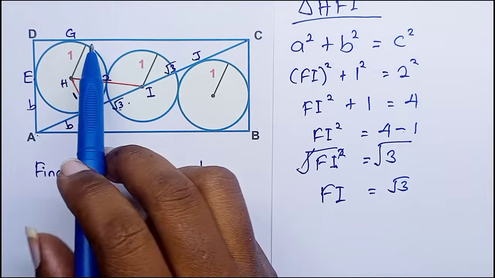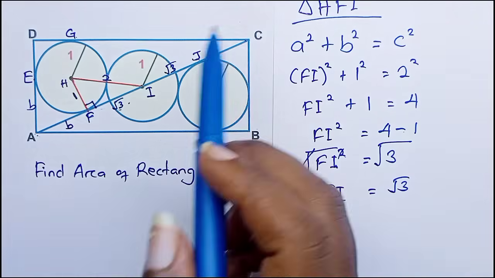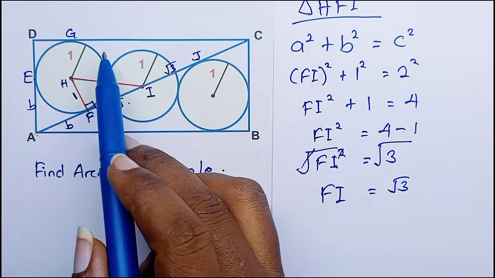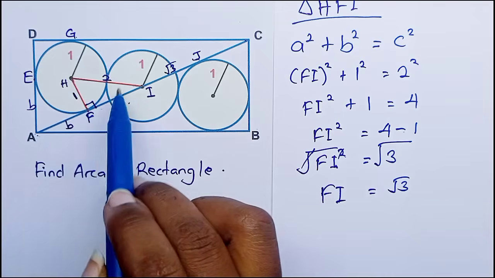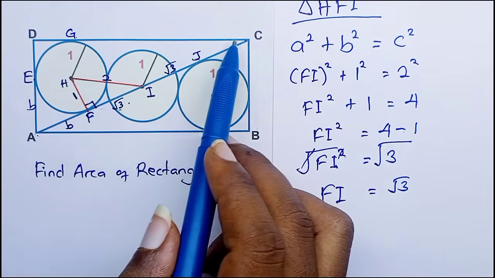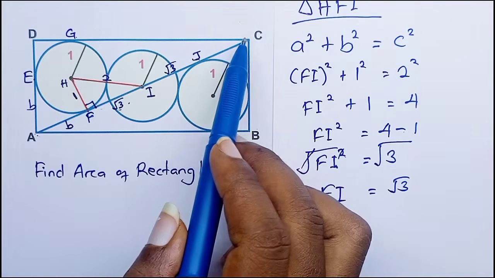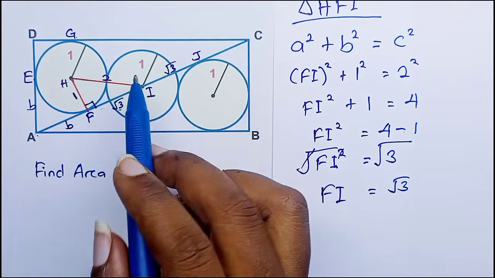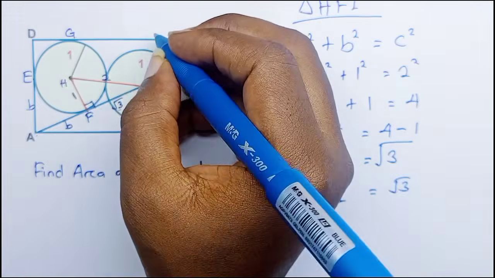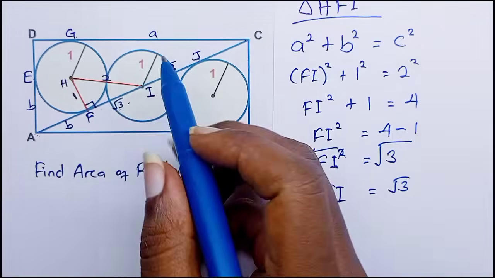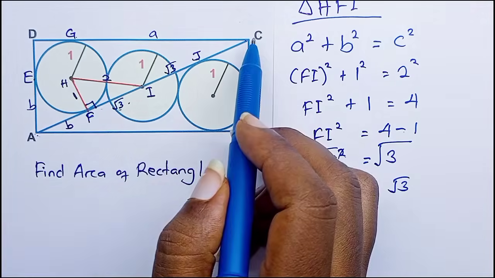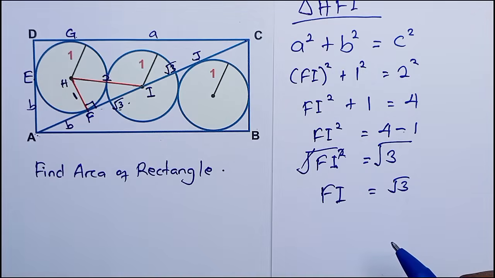And also we can see these two segments GC and FC are both tangents to this circle, and they meet at this point C. That implies that GC is equal to FC. Let them be A. So GC is A and FC is also A.